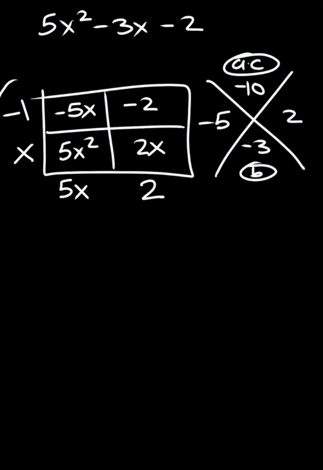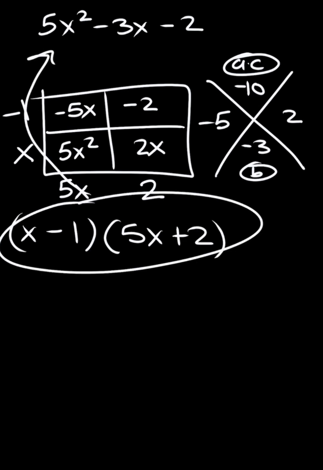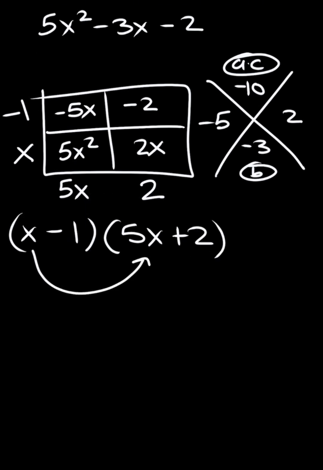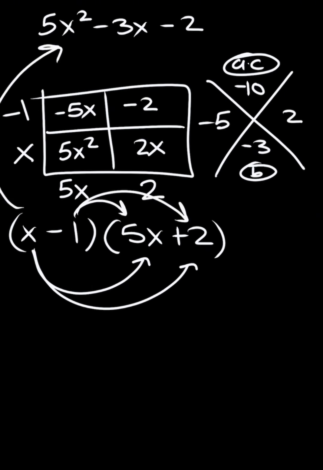So now we just put them together. x minus 1 times 5x plus 2. And this is just the factored form of this, which means that if you redistribute it, like so, you would get the same equation that you got from the beginning.